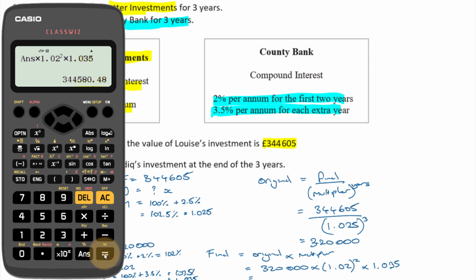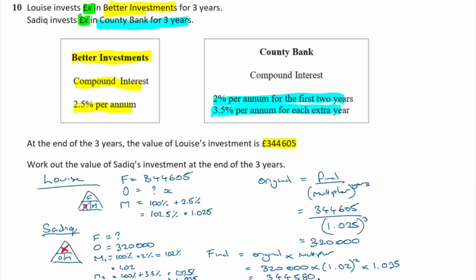What does that come out to be? That comes out to be £344,580 and 48 pence. 344,580.48. So not bad. He made £24,000 by virtue of having lots of pounds to start with.